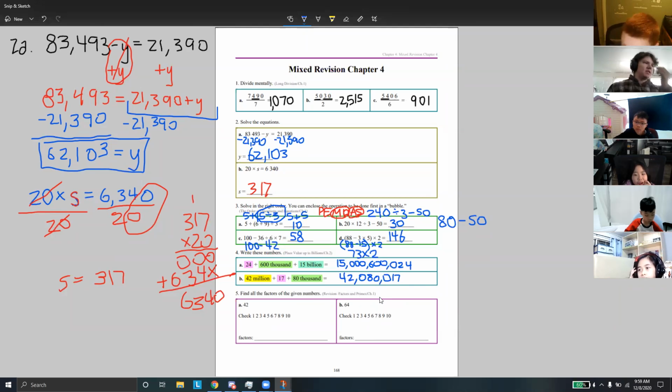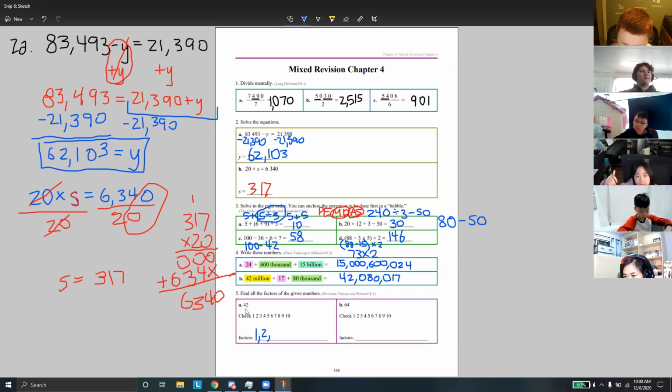Okay, factors. What does factors mean? Factors are just, if I have the number 42, I'm finding numbers that multiply into 42. And so they want us to check 10 numbers. Can 1 go into 42? Yes, we'll write 1. Can 2 go into 42? 42 is an even number, so we can instantly know it does. So yes, 2 goes into 42.